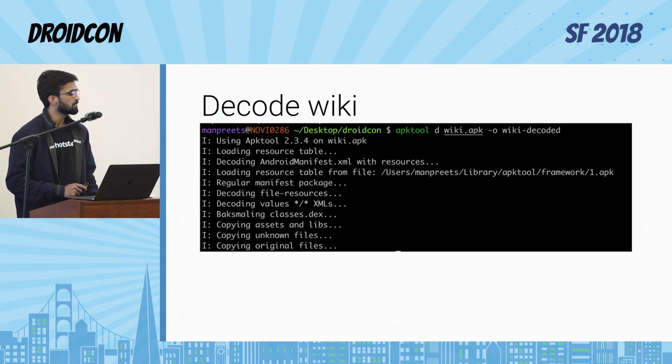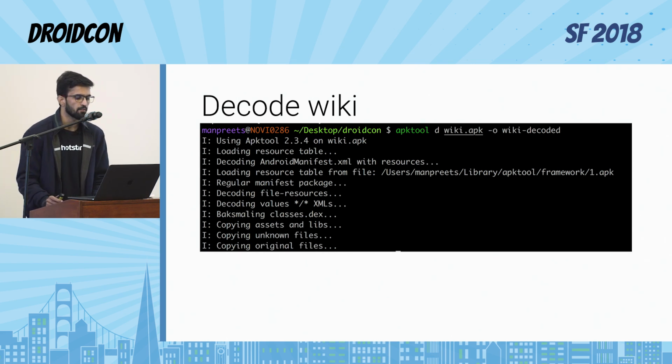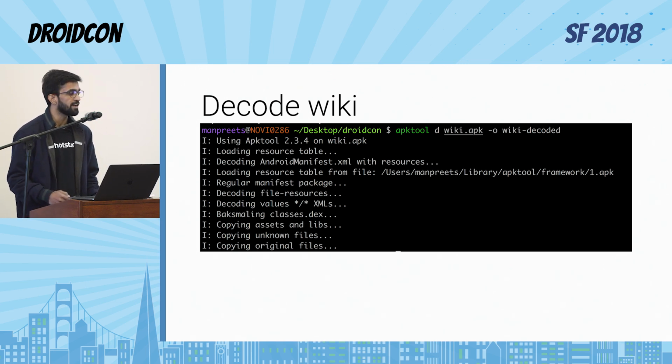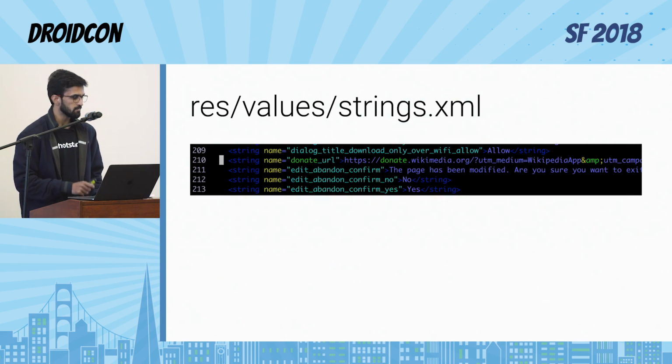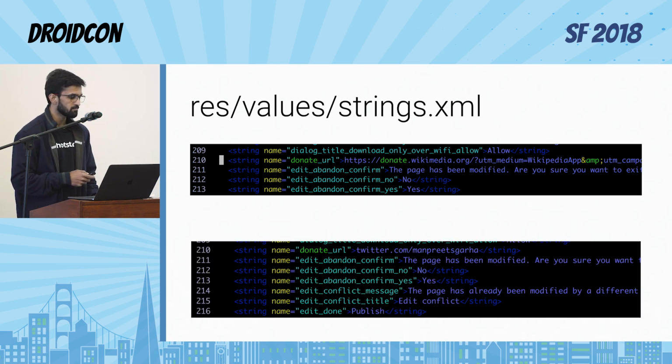So this is the command with which we can decode the wiki APK into the wiki decoded folder. We can see that it's decoding the XML values over here. This is what we are interested in for now. Earlier, with APK Analyzer, we saw that the donation URL is defined in strings as a string. So I'll just look into the wiki decoded folder that is the output of this command. And I can see there is a res folder over here. So our strings.xml must be in the res folder. Let's check that. Yeah, I found it. I found the donation URL. And now I just want to change it to my Twitter URL. Yeah. So finally, we made the change over here.